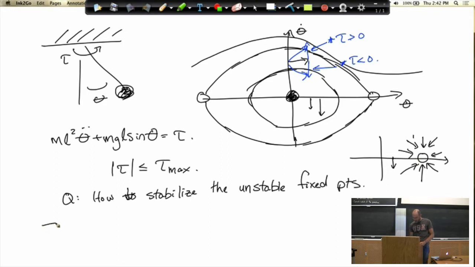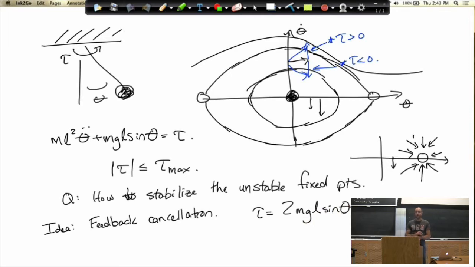So here's an idea, which we've already talked about. Maybe we could do feedback cancellation. What if I did torque equals 2 mgl sine theta? That's a control system where the control input, the torque, is a function of the current measured angle of the state of the pendulum. It's a feedback controller, and it's an interesting one.